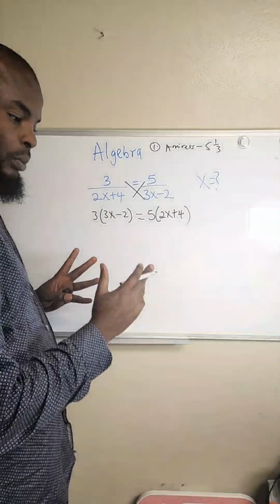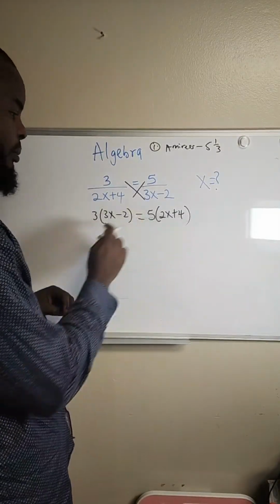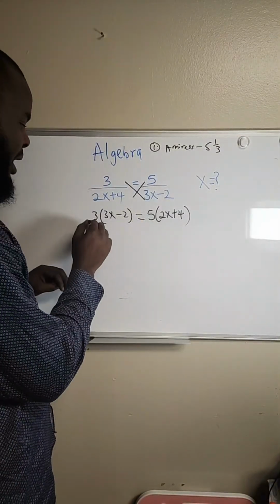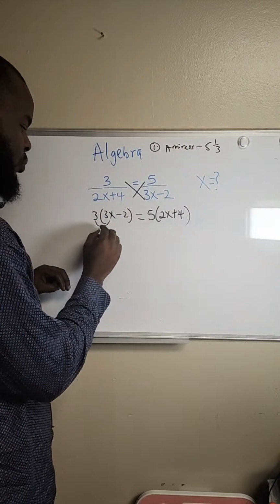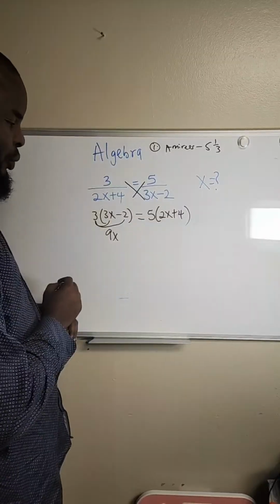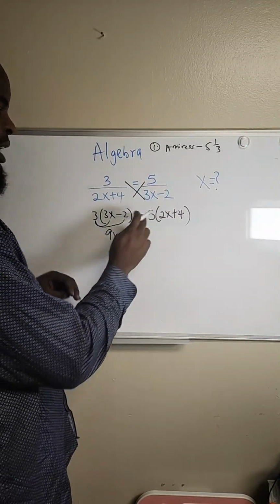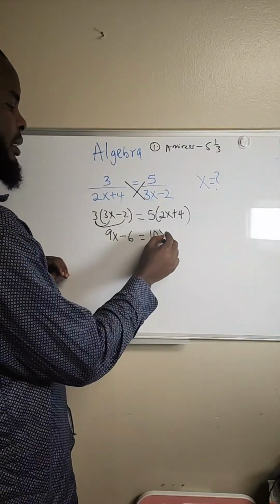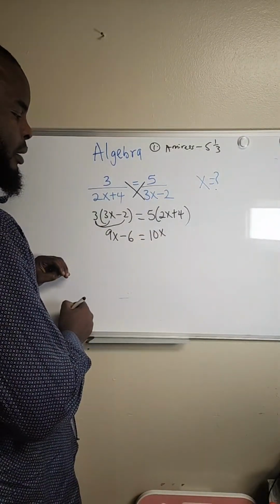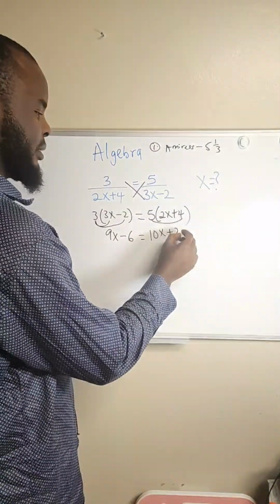Next is to distribute. What you have outside the parentheses will be used to multiply. So now we have 3 times 3x, which is 9x, 3 times negative 2, which is negative 6, 5 times 2x is 10x, and 5 times 4 is 20.